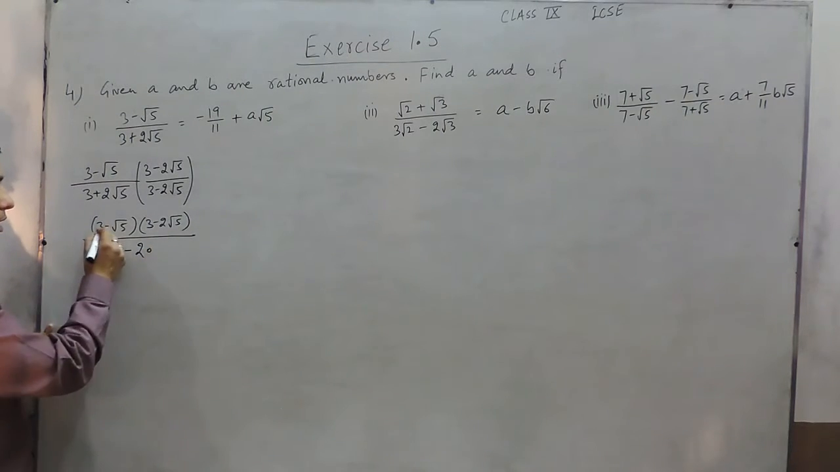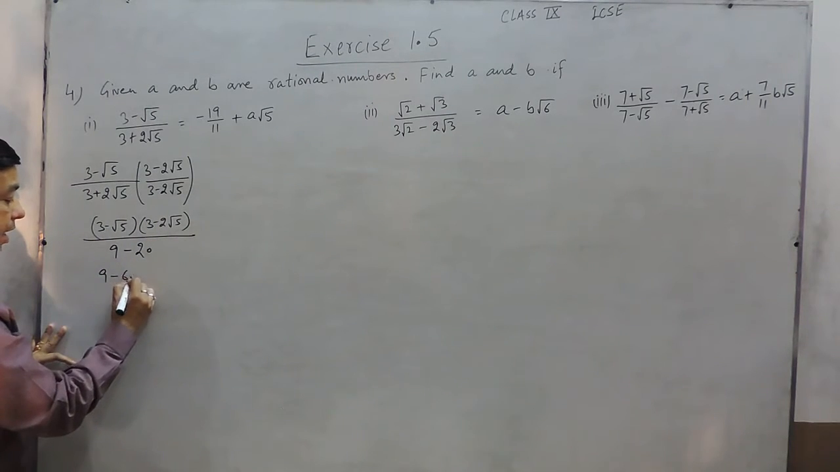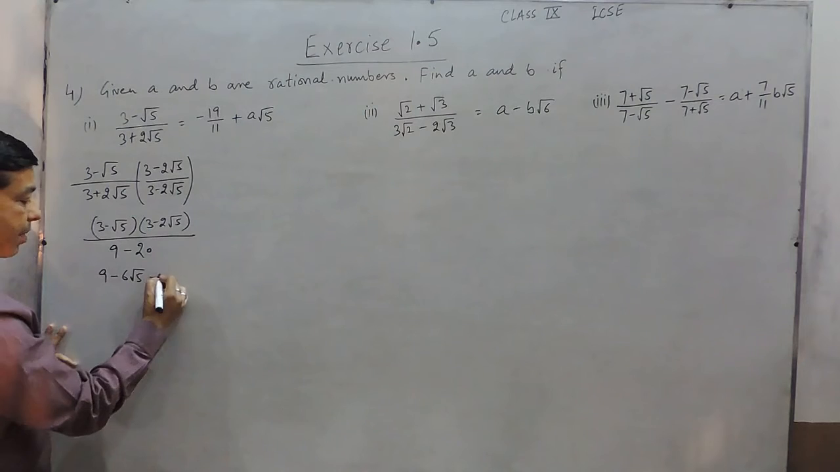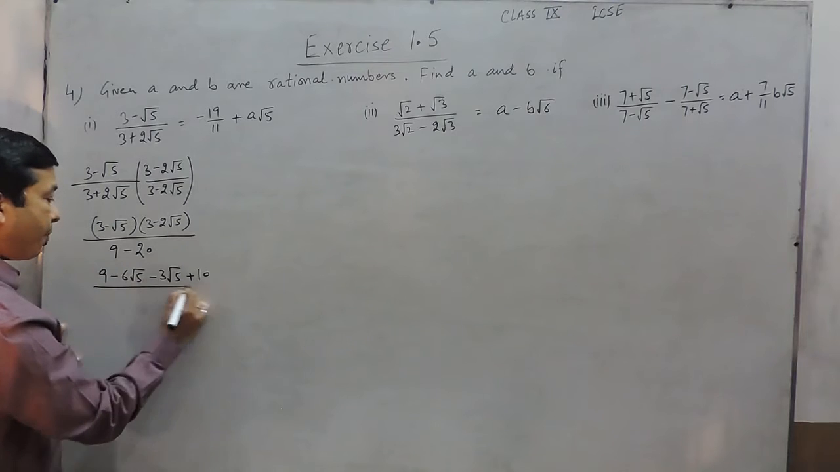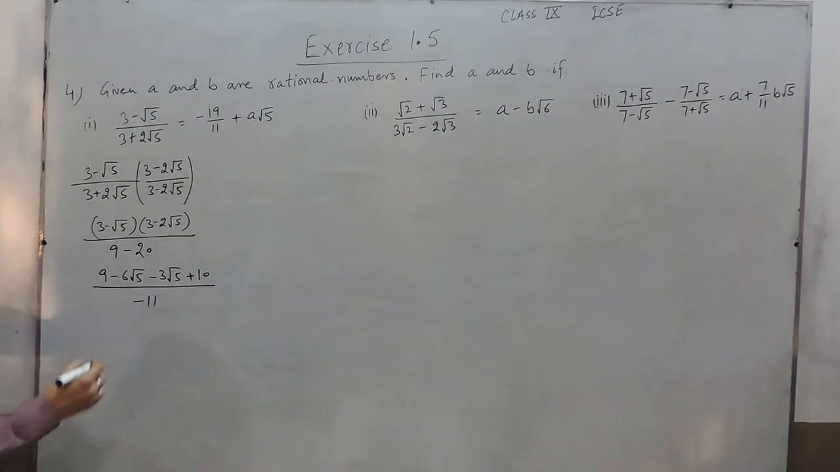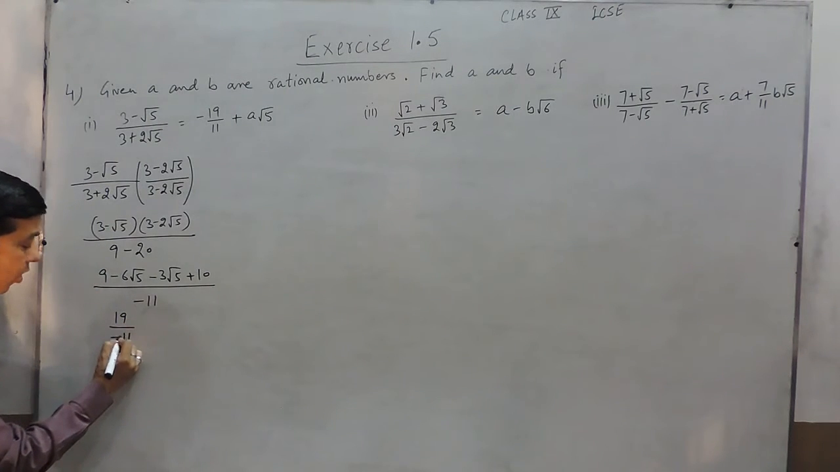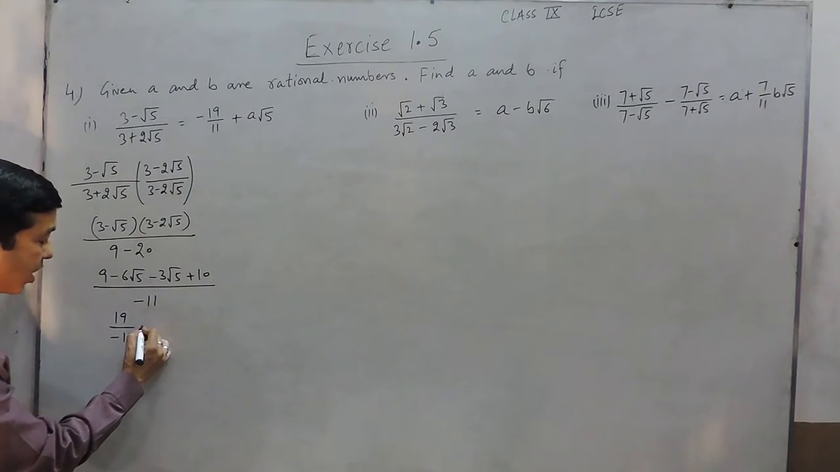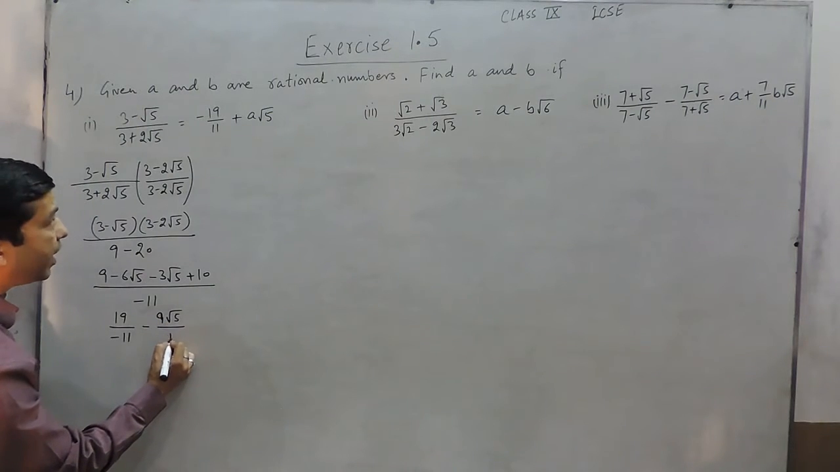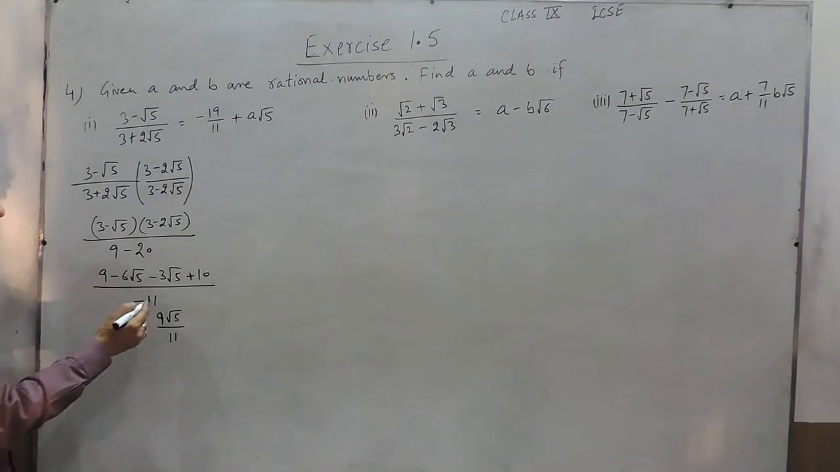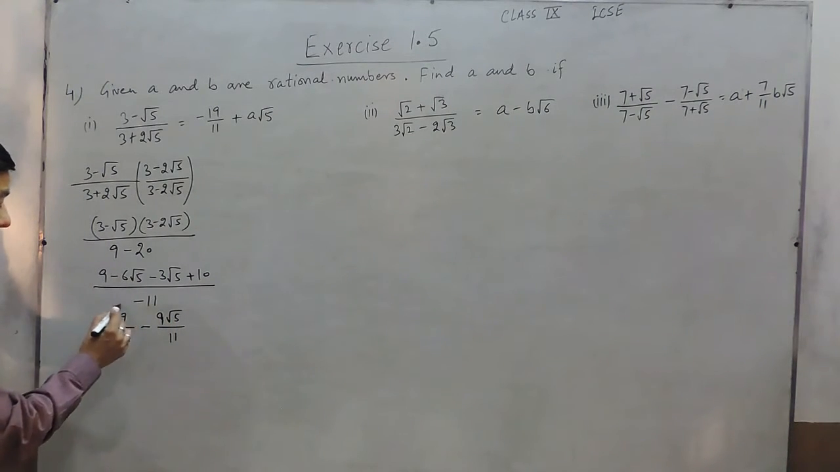If we calculate the numerator part, 3 multiplied by 3 is 9, minus 6 root 5, minus 3 root 5, and these two when multiplied come out to be plus 10, upon minus 11. If we separate the rational and irrational parts, 19 upon minus 11 is the rational part, whereas the irrational part will be 9 root 5 upon 11. Now, 9 root 5 by 11 with the negative sign is the irrational part and this is the rational part.